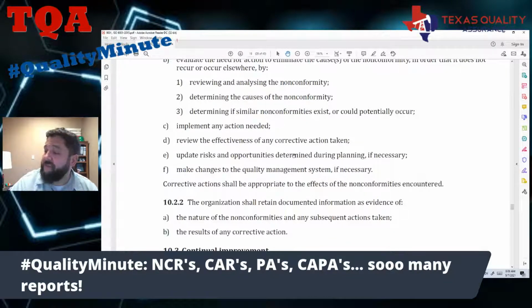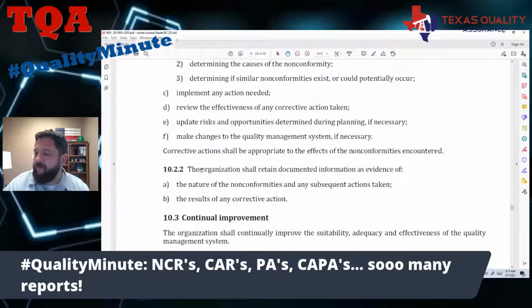We want to update risks and opportunities as determined during planning, if necessary. So the standard by no means, absolutely by no means, requires a risk register. We've talked about that recently. So if we are integrating risk into our corrective actions, my personal favorite way of doing it, we do this in our QMS software, but it's just a really fantastic tool, what you do is you identify your risk pre-mitigation, you identify your risk post-mitigation. Now you've identified risk, you've updated your risks, and you have very good objective evidence to show that your fix was effective.